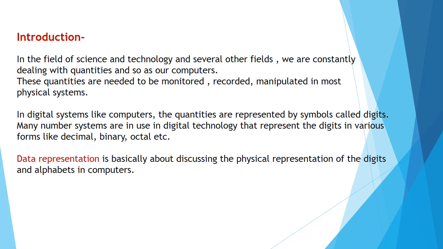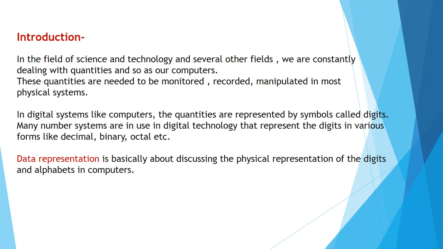Now these quantities are measured, monitored, recorded, manipulated, so strict supervision of this data is also required. That is to be used with most of the physical systems. In today's digital systems like computers, the quantities are represented by symbols. These are called digits. Many number systems are in use in digital technology that represent the digits in various forms. The most common are the decimal number system, the binary number system, the octal, the hexadecimal, or several other systems.